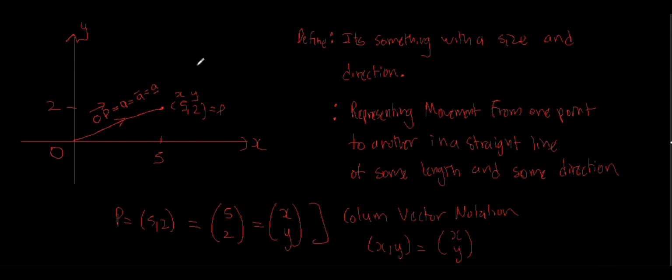So let's look at the operations on vectors. By operations we mean addition, subtraction, multiplication, and luckily there's no division in vectors at this level.